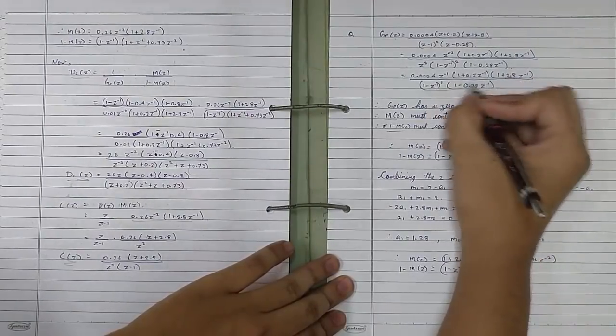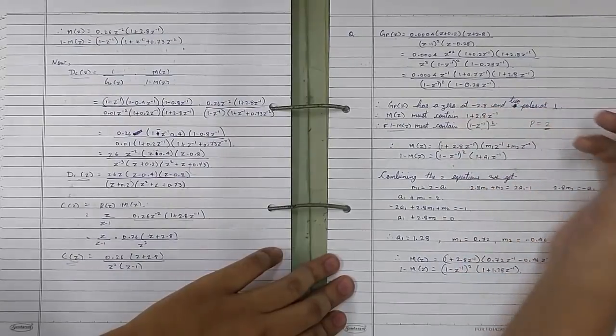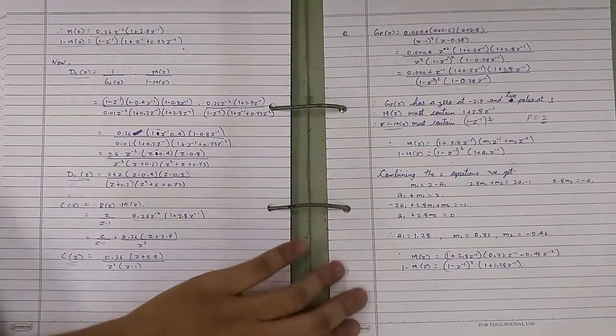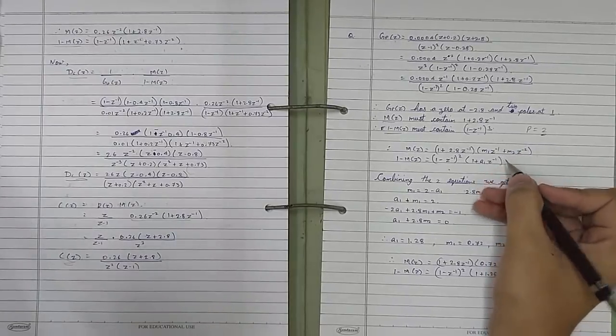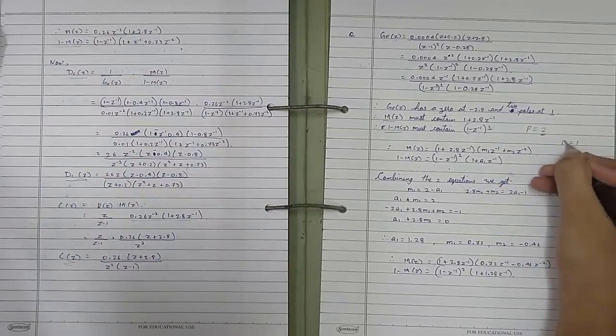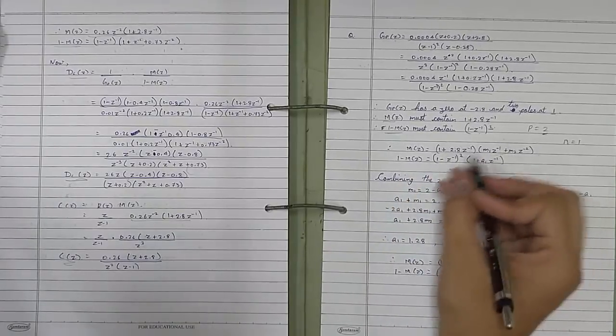I have 3 poles and 3 zeros. Okay. So again I know my n will be equal to 1 over here. M of z will be equal to this.